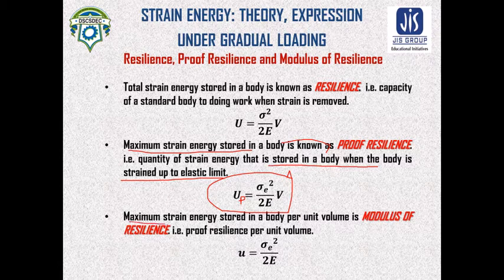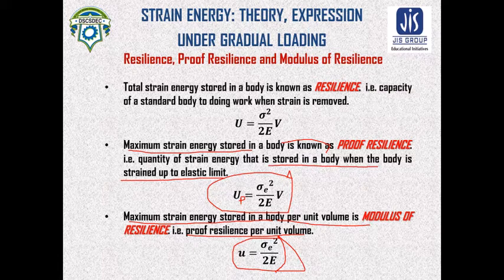Maximum energy stored per unit volume is known as modulus of resilience. So modulus of resilience can be written as proof resilience per unit volume, that is small u is equal to sigma E square by 2E. So this is the value, sigma E square by 2E. These are the important definitions. These definitions are very important in MCQ and in questions. These terms are heavily asked, and in the later section we will see the application of these terms.